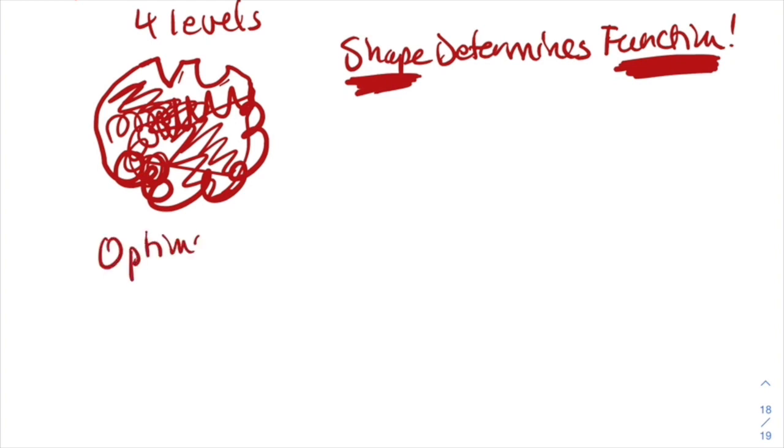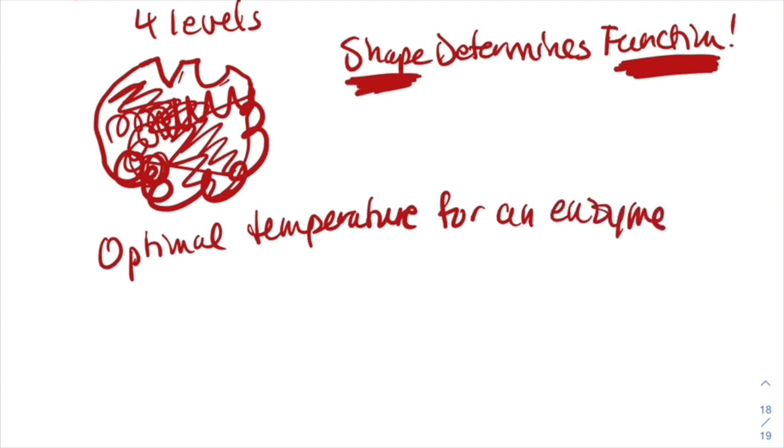So, optimal temperature for an enzyme. This means the temperature at which an enzyme will work best, and it'll bind to its substrates best and be able to catalyze that reaction best. And let's say most enzymes that human cells produce and use. So for humans, this optimal temp is around 37 degrees C, which is body temperature.